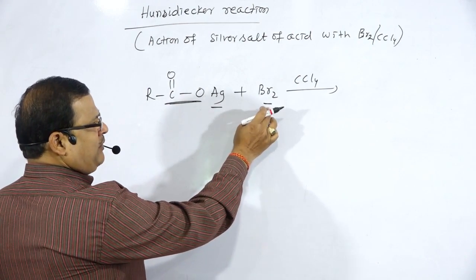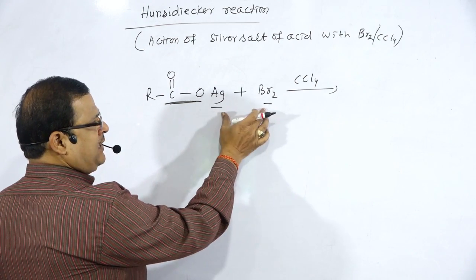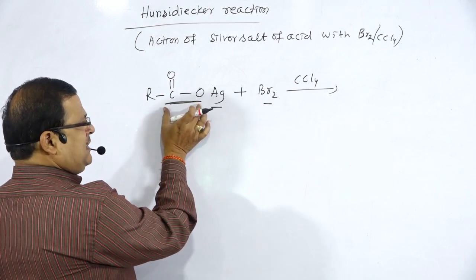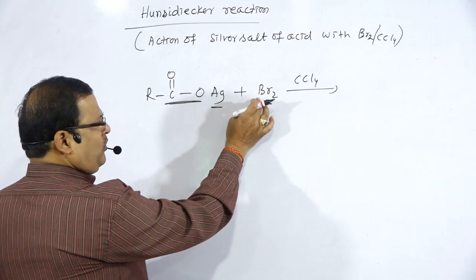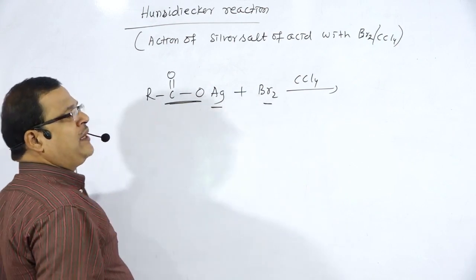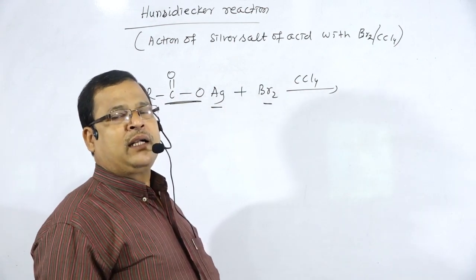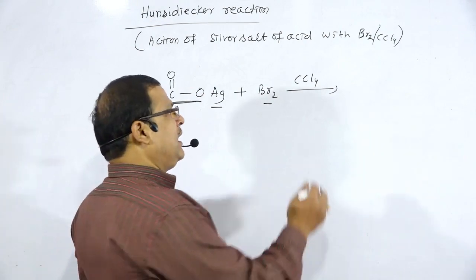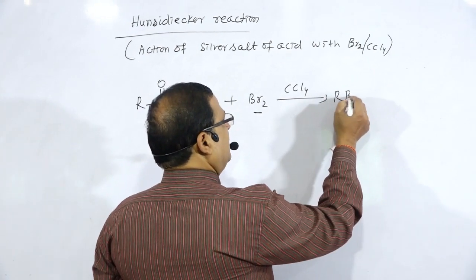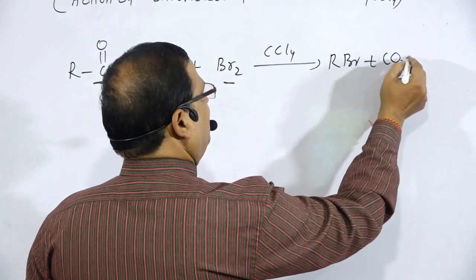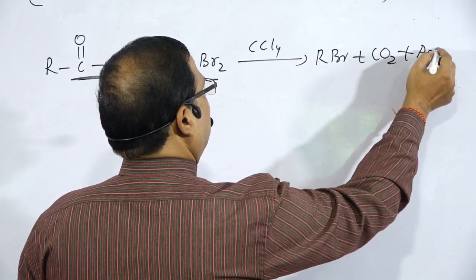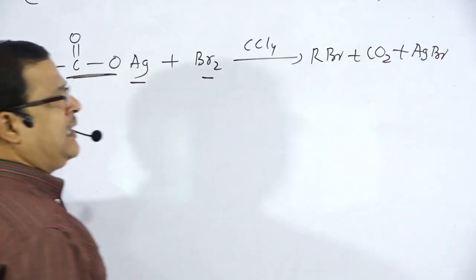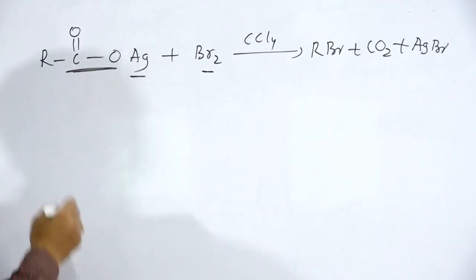One bromine atom combines with Ag to form AgBr. The carboxyl group is removed as CO2, and the remaining bromine and the remaining R part combine to form RBr, that is, alkyl bromide. So RBr plus CO2 plus AgBr.